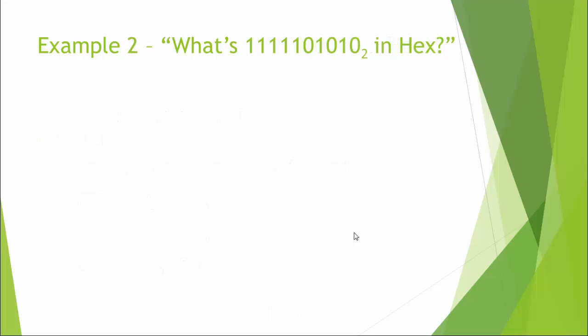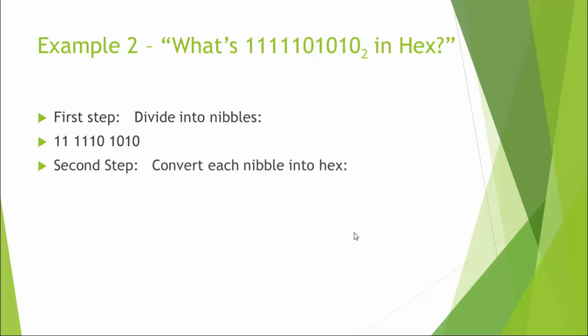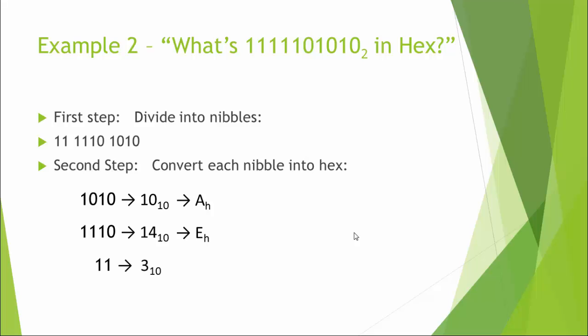Should we try another example? Okay, first step, divide into nibbles. Here are our 3 nibbles. Second step, convert each nibble into hex. The first one is a decimal 10, which maps to A. The next one is a decimal 14, which maps to E. And the final one is a decimal 3, which maps to 3. Then all we have to do is write them in order. So that big string of binary digits is the same as 3EA in hex.